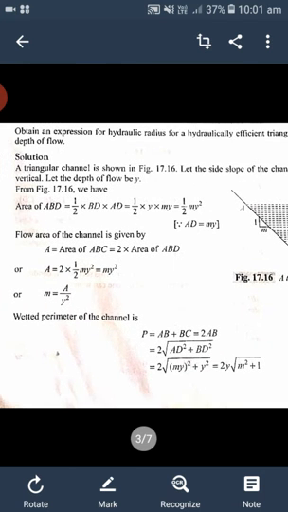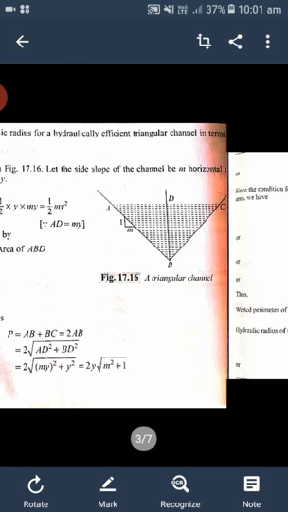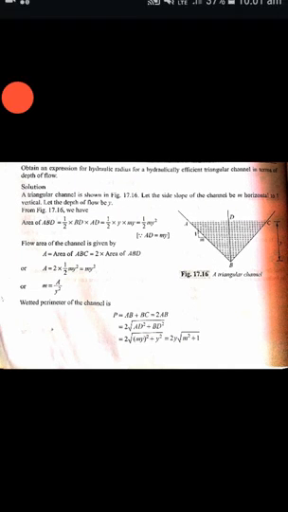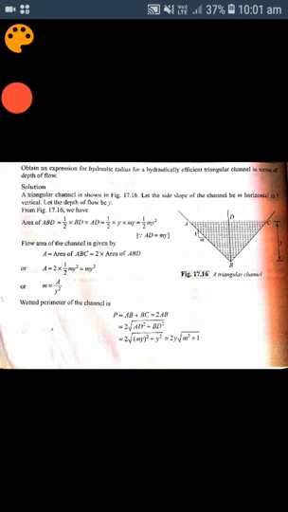Here, I'll read the given problem: obtain an expression for hydraulic radius for a hydraulically efficient triangular channel section in terms of depth of flow. Here it is given in terms of depth of flow. It is the same triangular section that I solved previously. This is a triangular channel section.